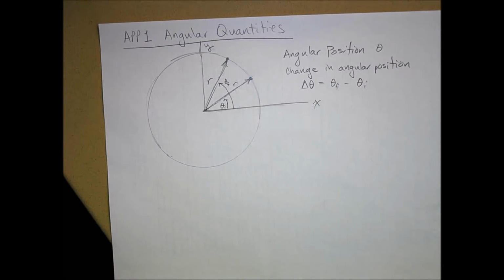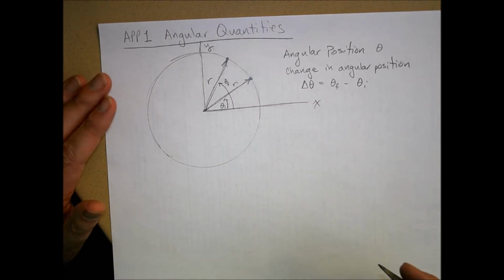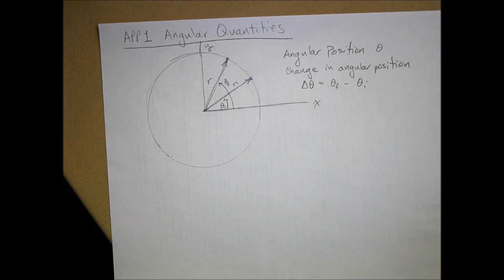Because it's a fixed, rigid object. Now, we have a way of measuring angle. There are several ways of measuring angle. Okay, so how do we measure an angle? What units do we use for angle? Degrees. That's the one we're most comfortable with.